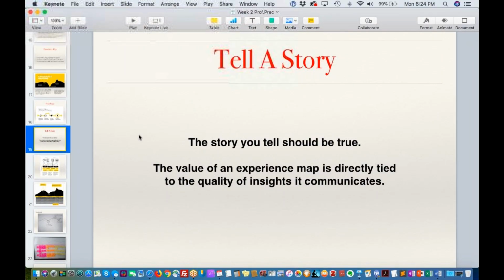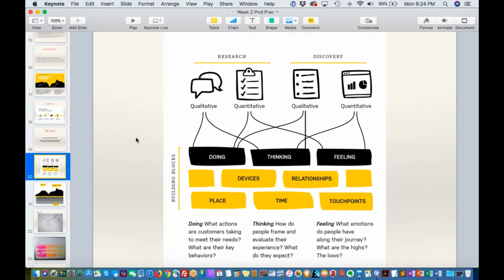So what you want to do when you're using an experience map is tell a true story. Talk about your real experiences. Remember, this is done in terms of thinking, feeling, and doing. I talked a little bit about that last week. So you want to make sure that your story is true.